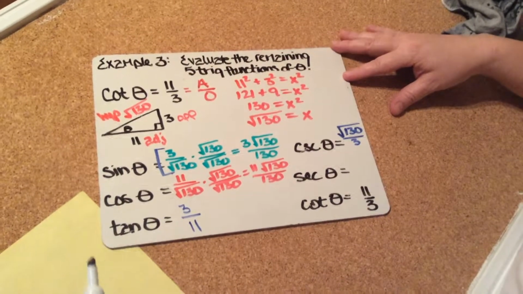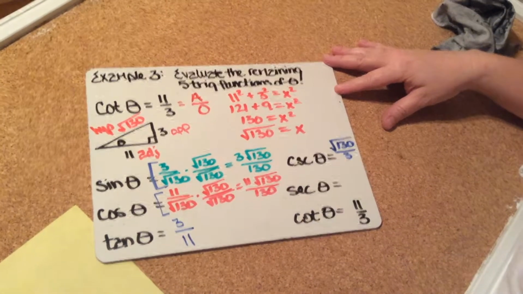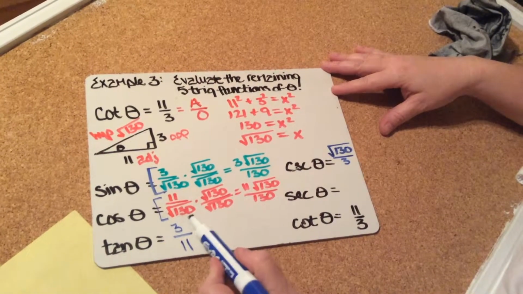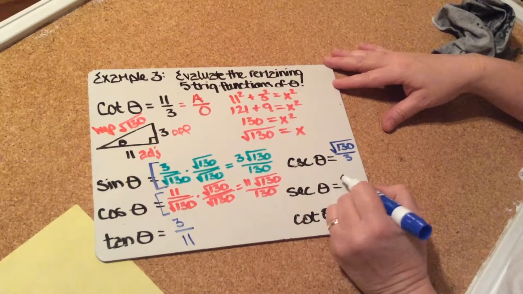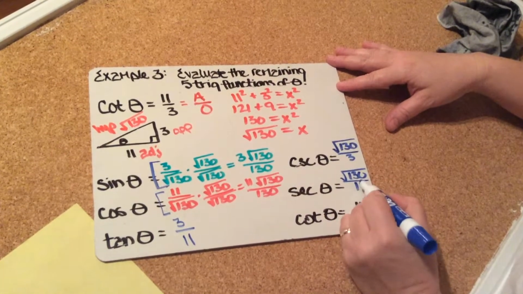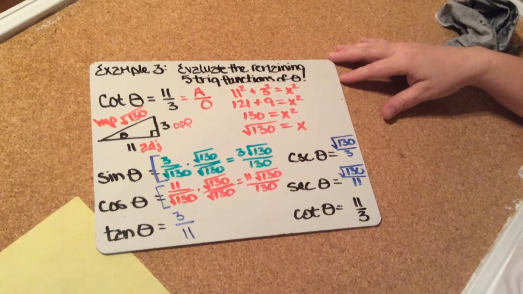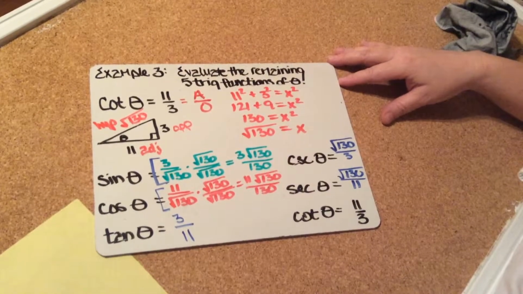Secant theta is the reciprocal of cosine theta, so take your original cosine value, 11 over the square root of 130, and flip that, take the reciprocal of it. So this is going to turn into the square root of 130 all over 11. And that is how you find the 5 remaining trig functions of theta when you have been given 1.